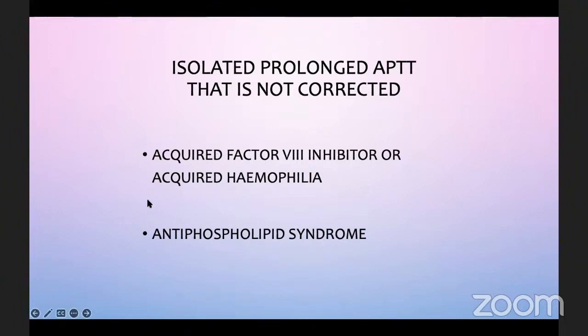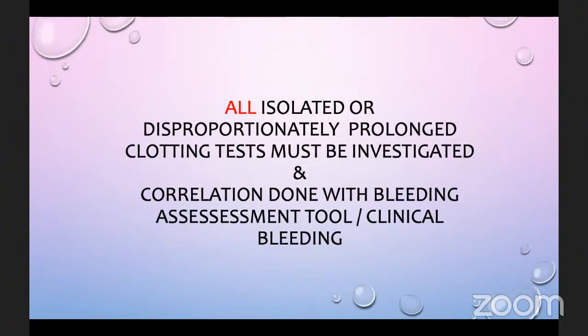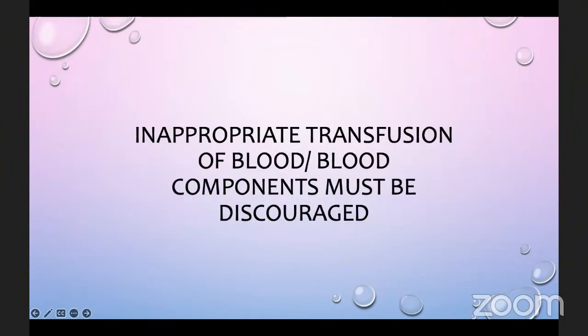So the difference between these two is that the first one will bleed, and will bleed like hell, whereas the second one are non-bleeders. Antiphospholipid syndrome, in fact, they are clotters. So all isolated or disproportionately prolonged clotting tests must be investigated, and you need to do a correlation with the patient's clinical history to determine whether the patient is a bleeder or a non-bleeder.